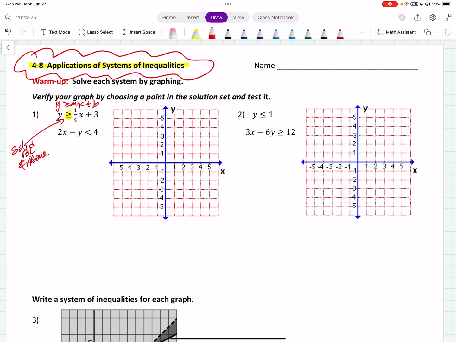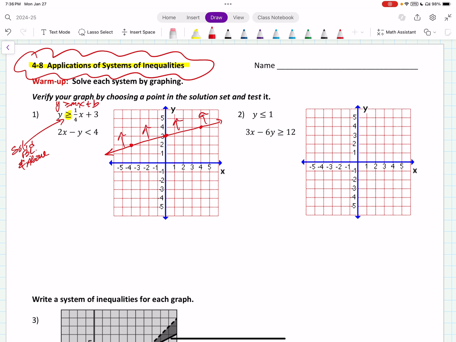So start with a y-intercept of 3 on the y-axis. Use a slope of 1/4. That's easy. Go up 1, right 4. Reverse that, go down 1, left 4. And draw a line. There's your boundary line. Now, the solutions are above that, so just go ahead and represent that by a bunch of arrows.